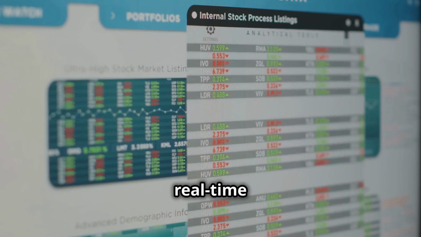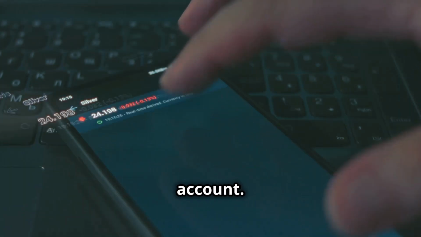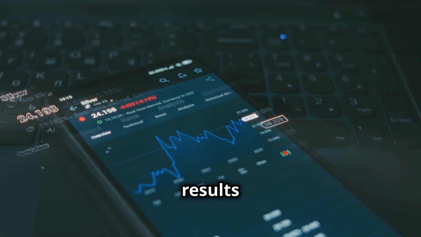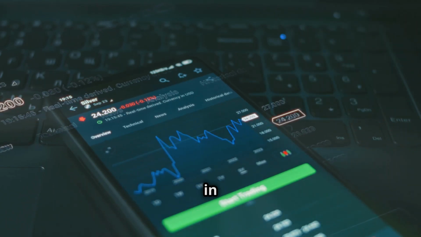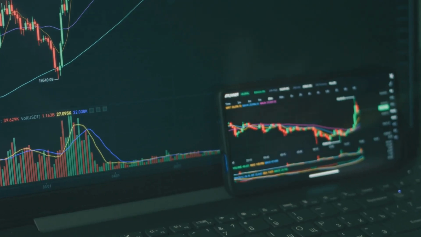Paper trading simulates real-time trades using a virtual account. It validates our backtesting results and identifies overfitting. This hands-on experience builds confidence in our bot's strategy.